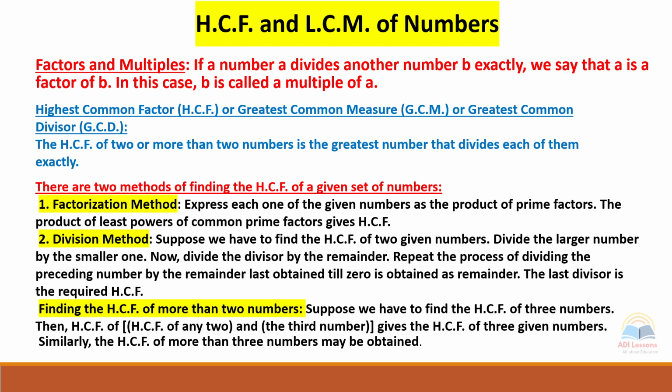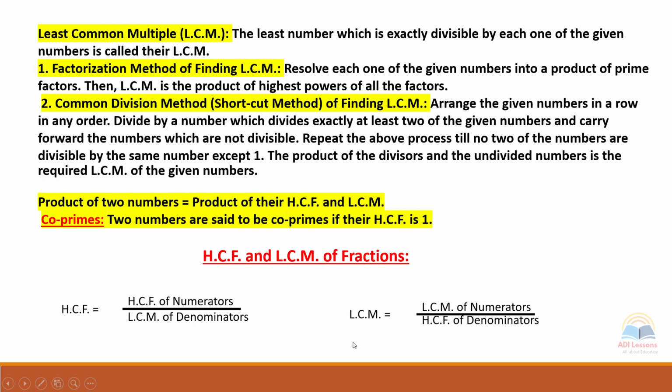Finding the HCF of more than two numbers. Suppose we have to find the HCF of three numbers, then HCF of any two and the third number gives the HCF of three given numbers. Similarly, the HCF of more than three numbers may be obtained. Least common multiple LCM. The least number which is exactly divisible by each one of the given numbers is called the LCM.